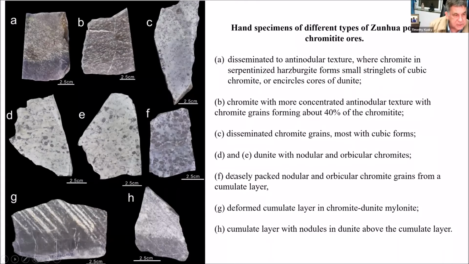Now let's get to the good stuff. So here's a collection of my samples. Let me just tell you, the black stuff is chromite and the light stuff is serpentinized dunite or olivine, okay? So first we have a net-like texture, and we can have disseminated. Then we get these really weird textures. We have nodular things and we have ring-like textures, okay?